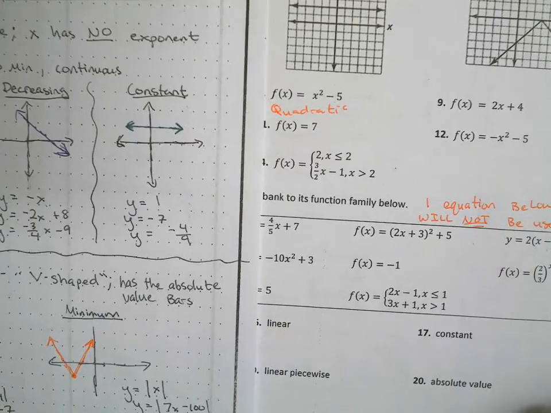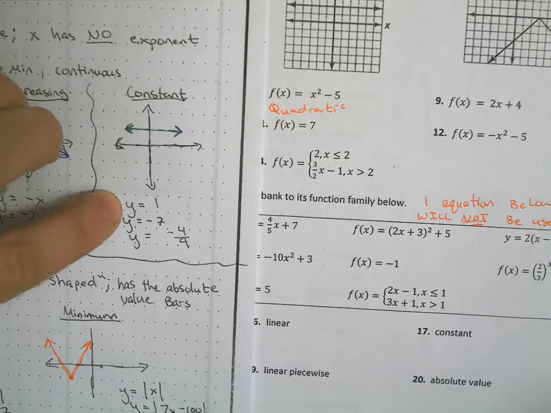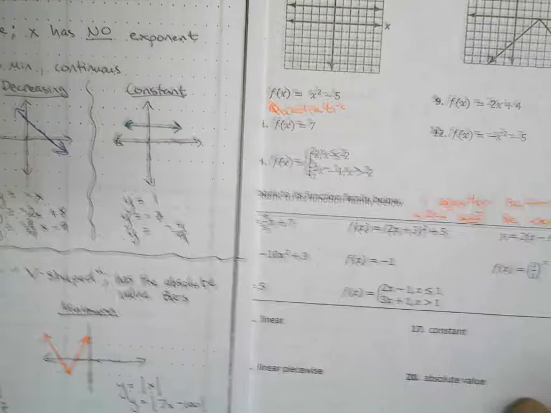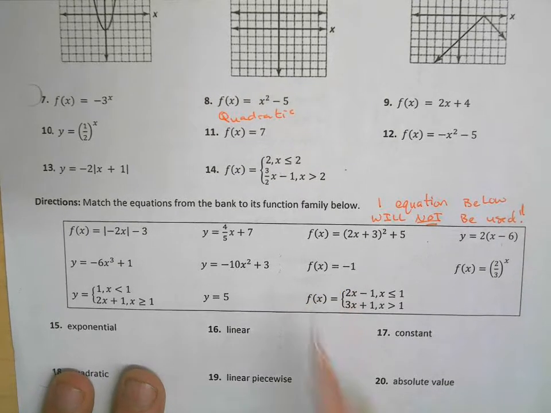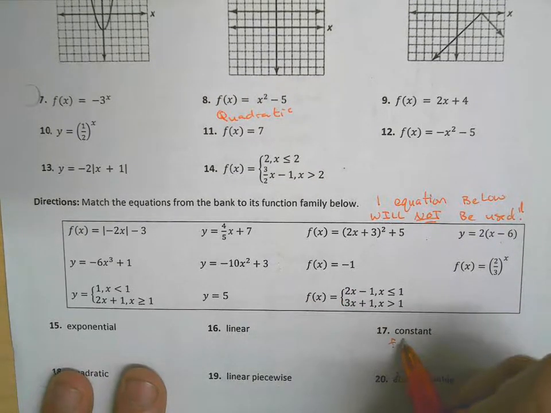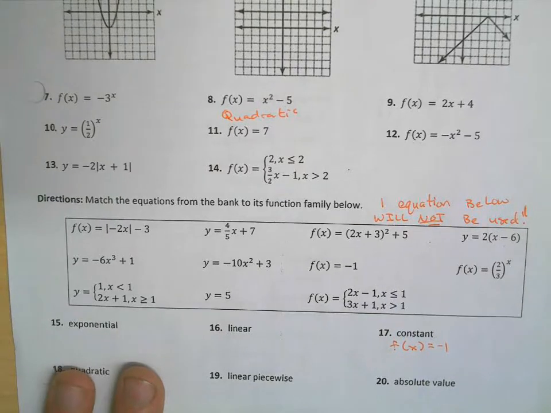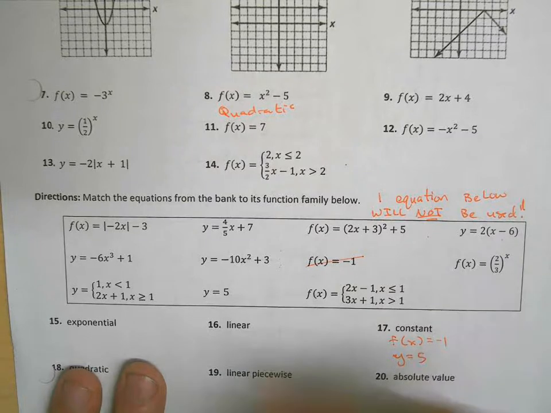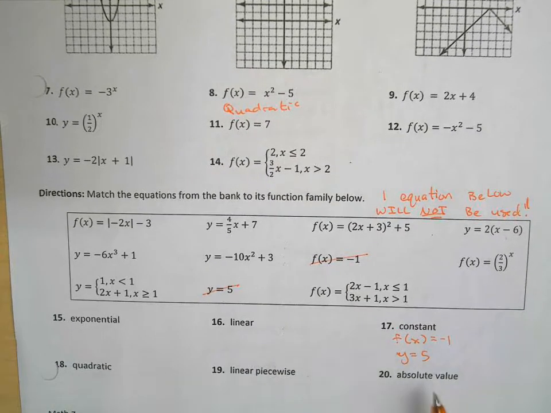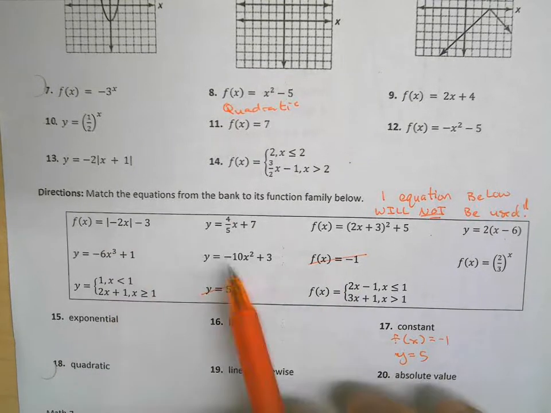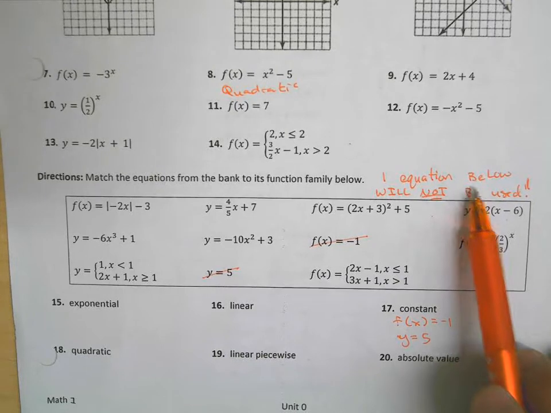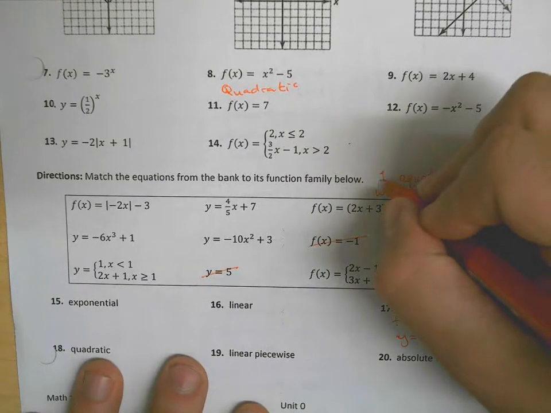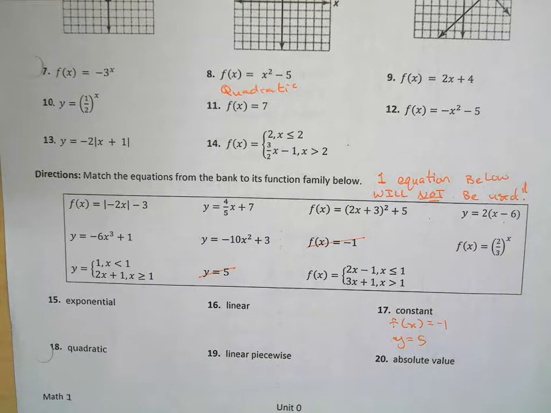If I look at my notes, here's constant, and I'm looking for anything that equals just a number by itself. So we'll find all the ones that equal just a number by itself. There's one, f of x equals -1. And then I'll say y equals 5. And those are the only two where it equals a number by itself. So every single one of these will match up except for one. One equation below will not be used. So match them up.